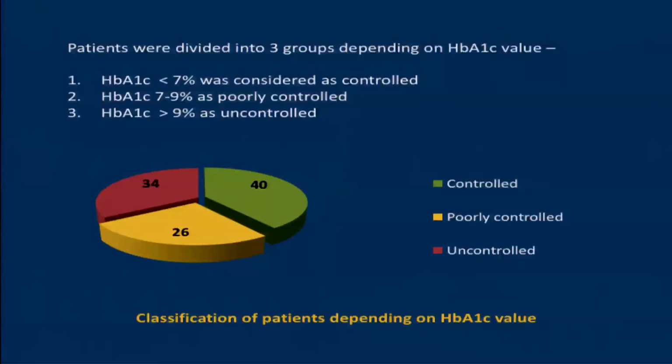Patients were again classified into 3 groups depending upon their glycosylated hemoglobin value. If it is less than 7, we considered them as control. Level between 7 to 9 were considered as poorly controlled, and level above 9 is considered as uncontrolled.